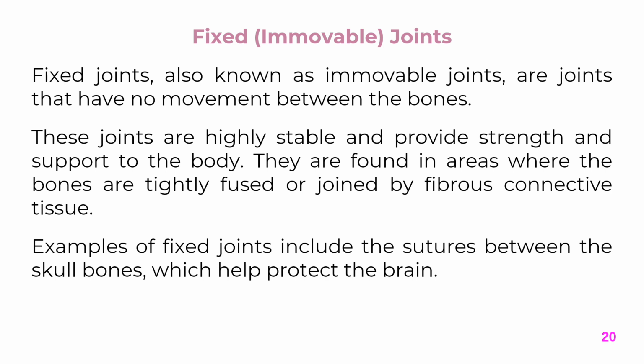Fixed, immovable joints. Fixed joints, also known as immovable joints, are joints that have no movement between the bones. These joints are highly stable and provide strength and support to the body. They are found in areas where the bones are tightly fused or joined by fibrous connective tissue. Examples of fixed joints include the sutures between the skull bones, which help protect the brain.